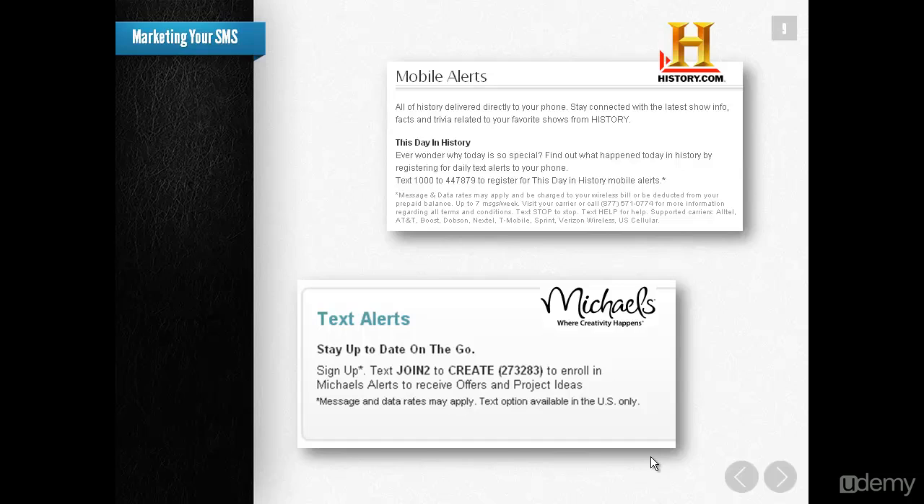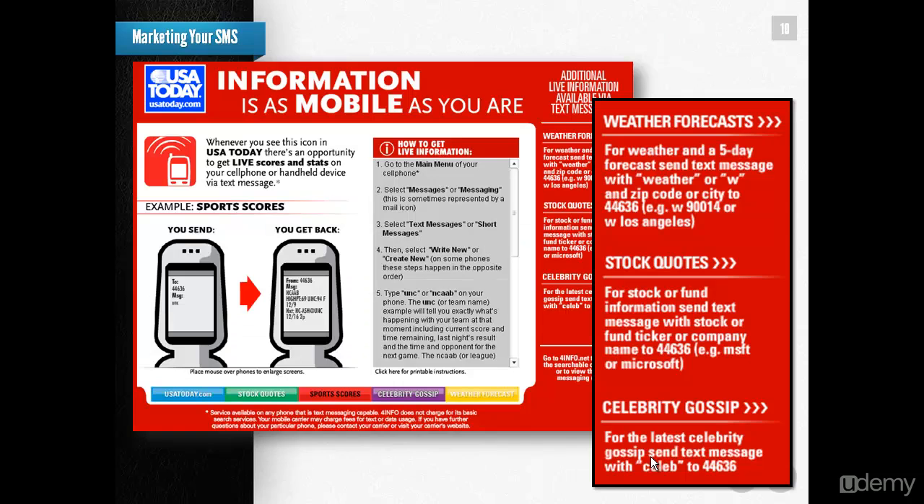But these are 2 examples of marketing on your site. The USA Today does the same thing. They have weather forecasts, celebrity gossip, sports scores, stock quotes. There's a whole other site that does it as well. And you can see that having the cell phone graphic on there is really helpful for people to see it and know what they're doing.